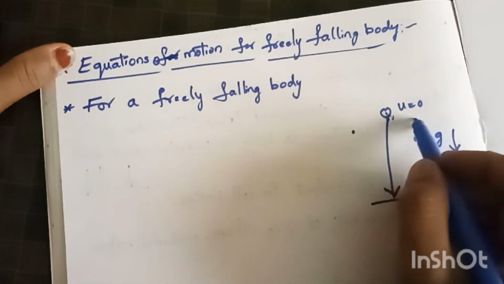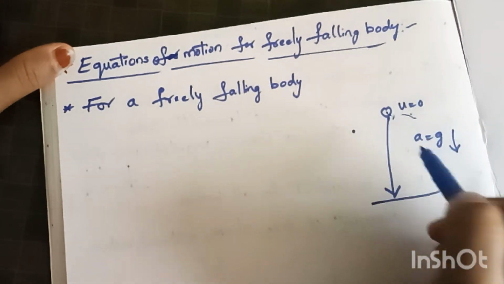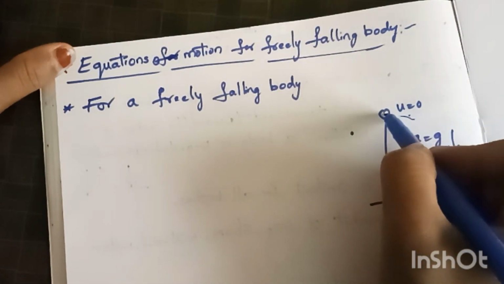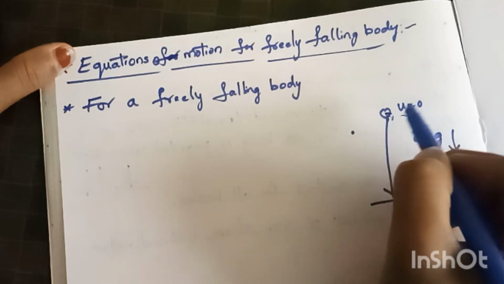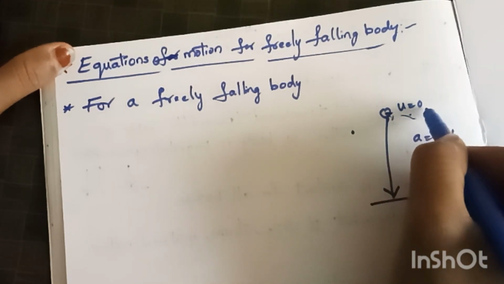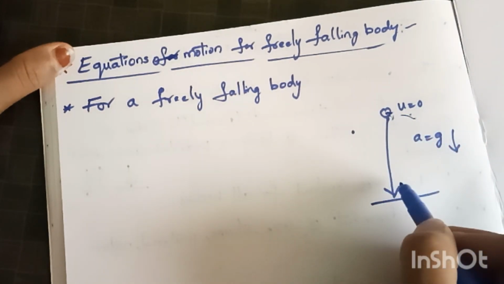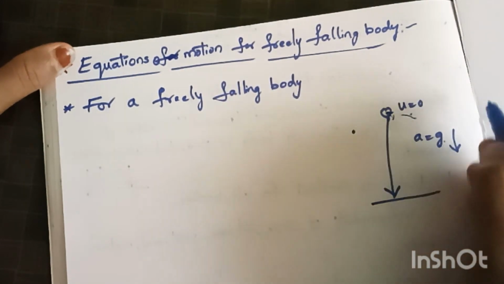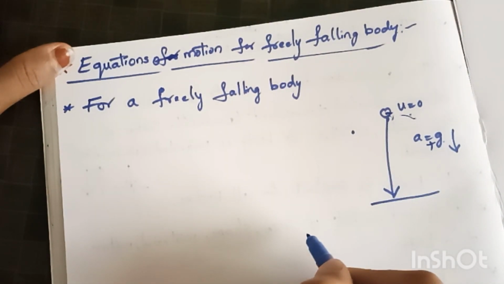And for a freely falling body, the initial velocity will become 0. Suppose this is an object which is at rest. Rest means u equals 0. At that position, this represents maximum height, meaning first the object is at rest. At rest, u will be 0. From the rest it is freely falling. For a freely falling body, g will be positive. g, meaning acceleration due to gravity, will become positive.